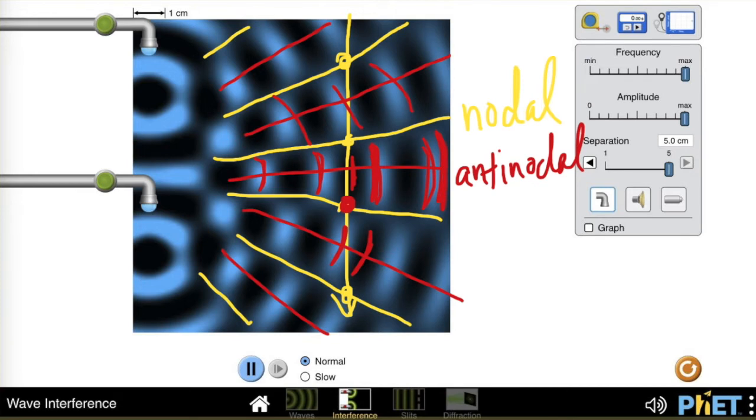So I'm going to explain that here in a little bit more. We'll talk about that more again. You should be able to label the nodal lines and the anti-nodal lines and explain kind of what's happening there, but we'll talk a little bit more about that in a second.